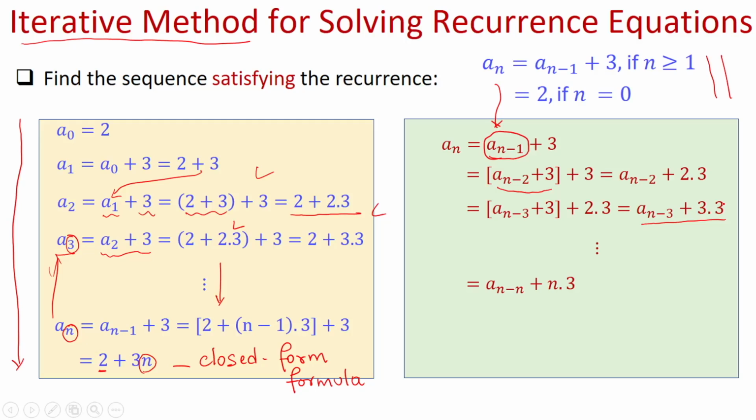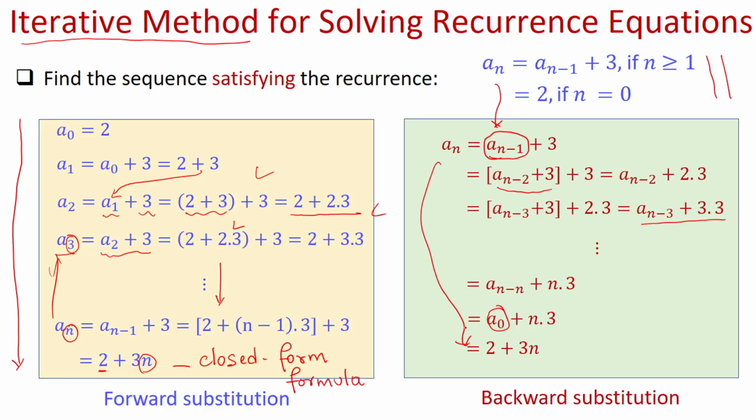And now if I continue like this, I will do that till I obtain the initial condition, which is a of 0. And if I stop at a of 0, then I will get a closed form formula for a of n. So now you can see that it doesn't matter whether I go from a0 to an or whether I go from an to 0. In both the cases, I obtain the same closed form formula.